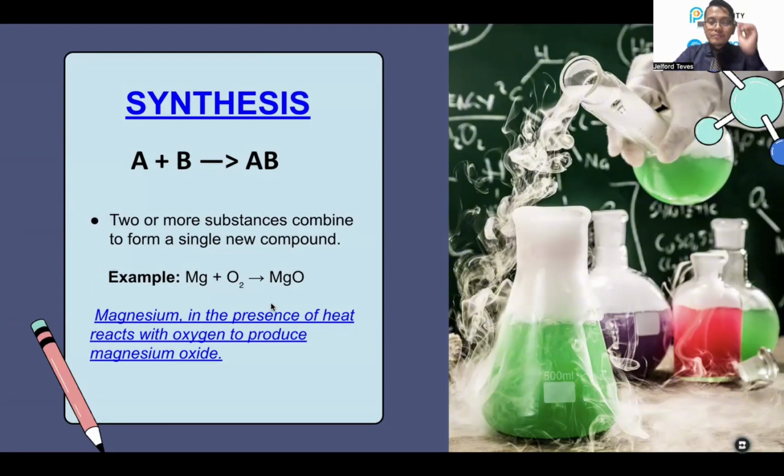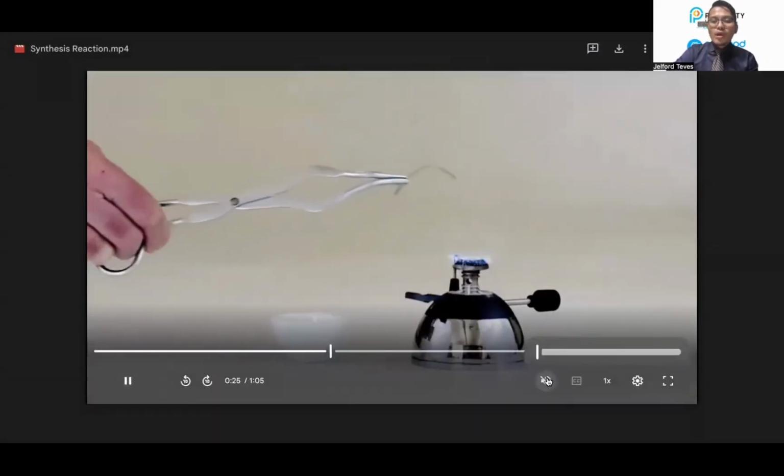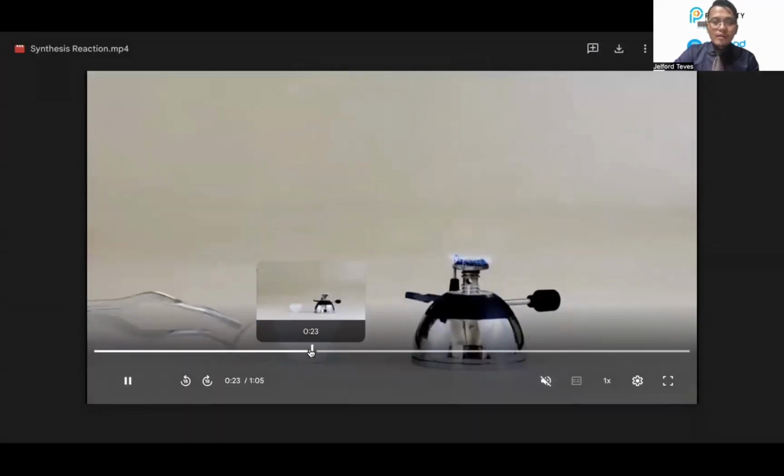All right. And as you can see, there are two substances on the reactant side: magnesium and oxygen, and they produce one compound, which is magnesium oxide. Just to give a quick view on that one, let's go ahead and see this chemical reaction that is happening. I'm just going to have it fast forward.